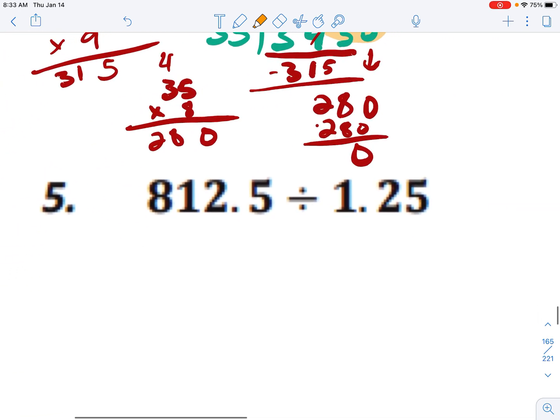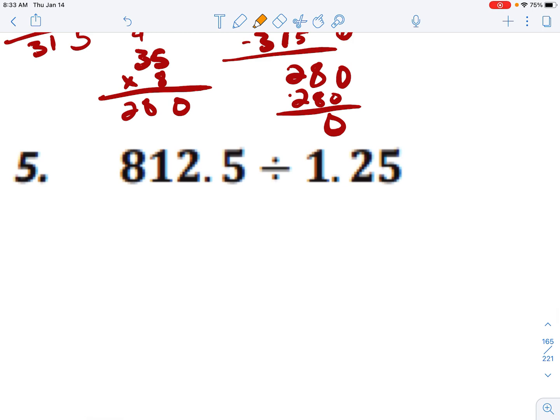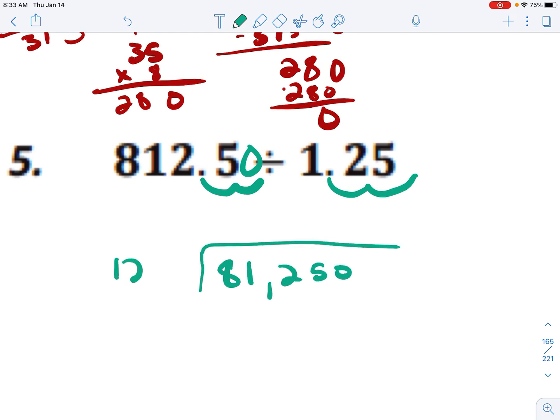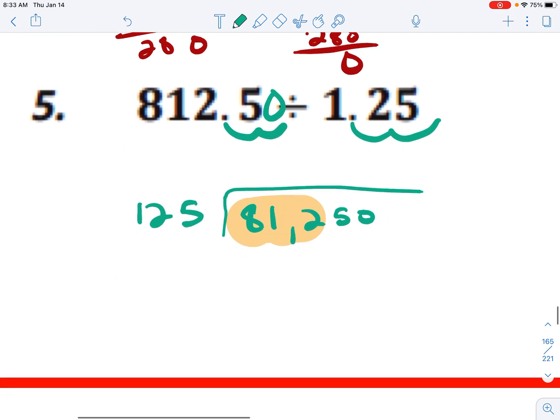All right, guys, number 5. Number 5 gives us 812 and 5/10 divided by 1 and 25/100. I'm going to move the decimal 2 times over. Okay, so I have to do the same thing to the dividend. It only has one number, so I have to add a 0. And my new problem turns into 81,250 divided by 125. In this problem, we have to start with 812 because 81 is too small.